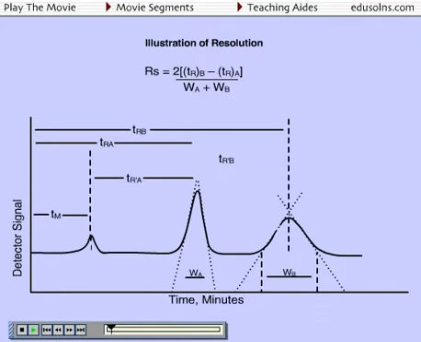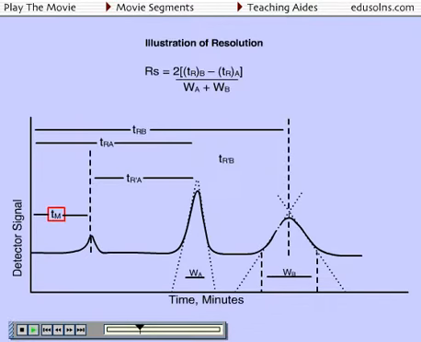One of the first parameters that we need to discuss in chromatography theory is resolution. Whenever possible, we would like to obtain baseline resolution, which simply means that the detector baseline returns to zero between two adjacent peaks. There are also a number of terms that we need to define.